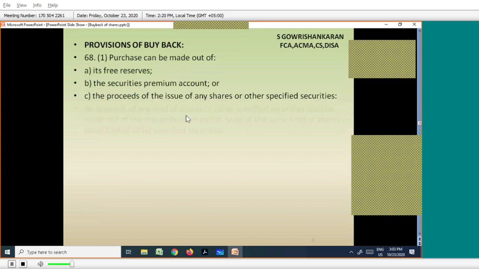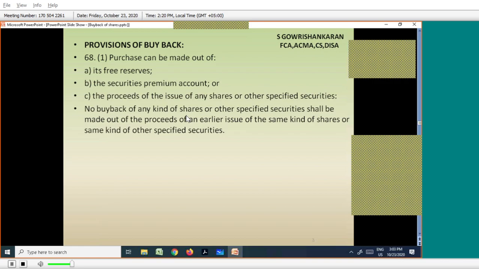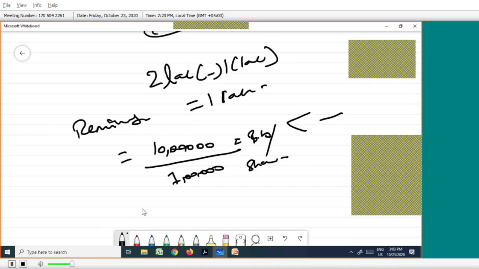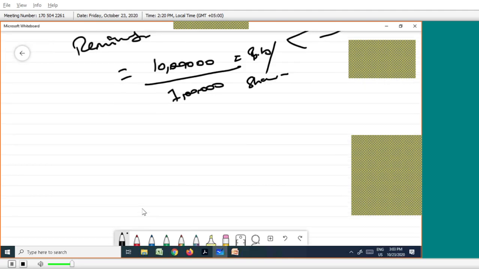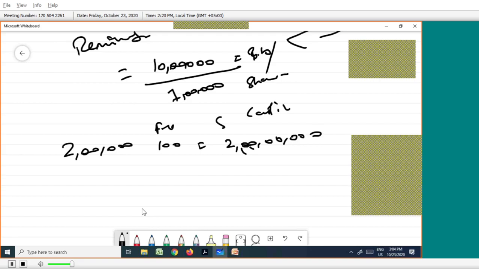This is what I discussed. Up to point C we discussed. Next point after C: no buyback of any kind of shares or specified securities shall be made out of proceeds of an earlier issue of the same kind of shares or same kind of other specified securities. So what they are trying to say is, for example, I have totally 2 lakh existing shares. Face value is 100, which means I have 2 crores in my capital. Share capital is 2 crores.